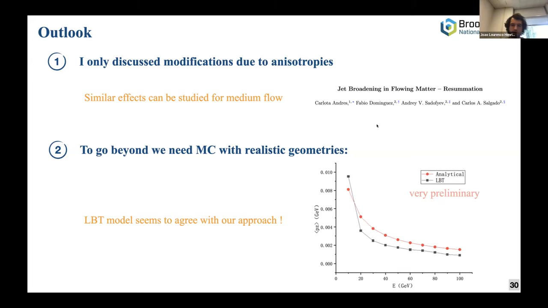A problem in all the calculations that I showed you is that we cannot really go very far, because it's very hard to do semi-analytical calculations using real geometry. So at some point you need to do a full-fledged numerical calculation or simulation. We cannot really do it at our level, but what we are doing now is to compare essentially these anisotropic distributions in LBT compared to our analytical calculations.